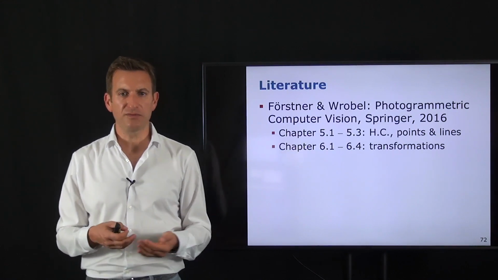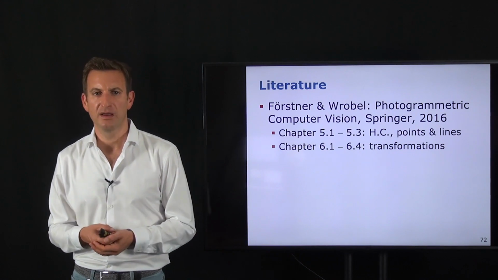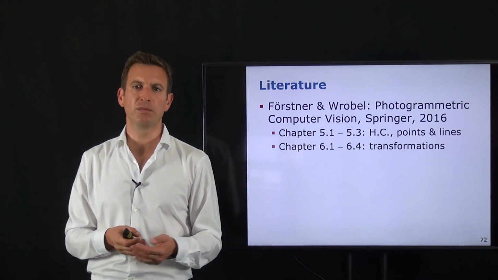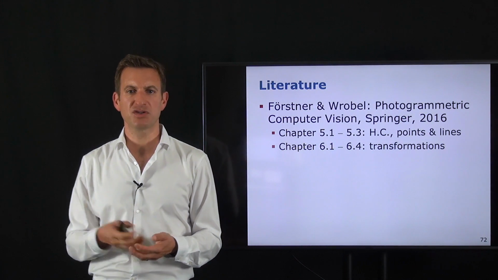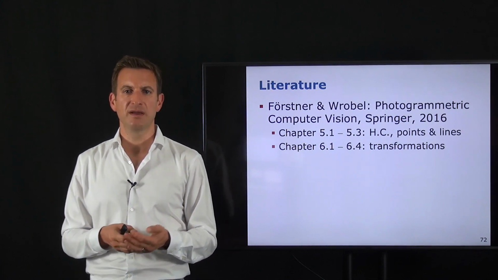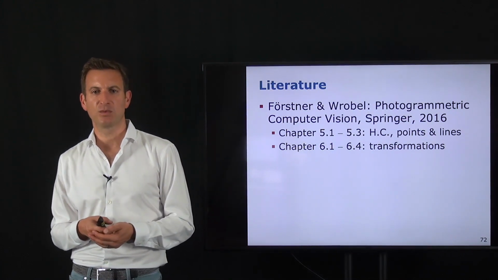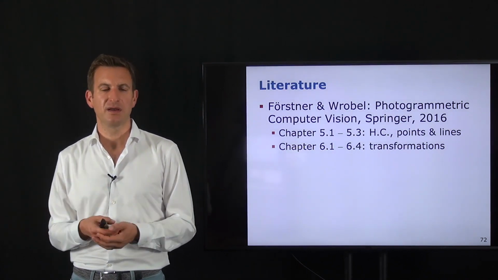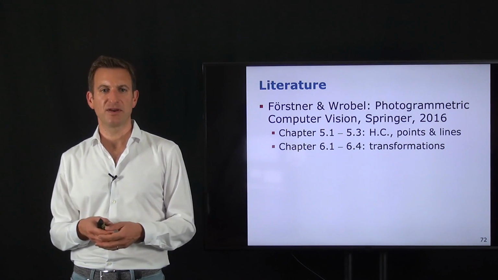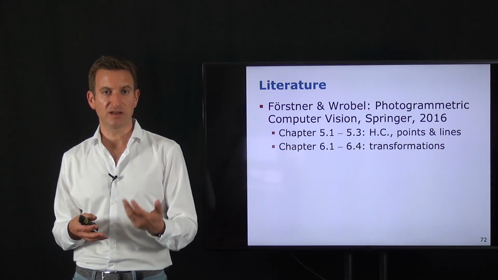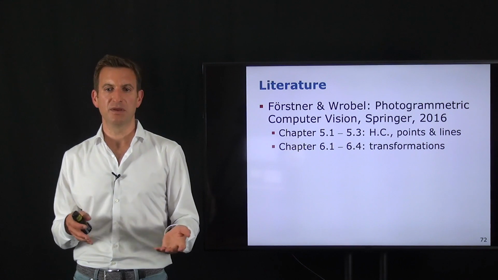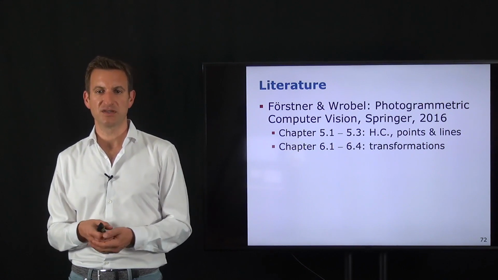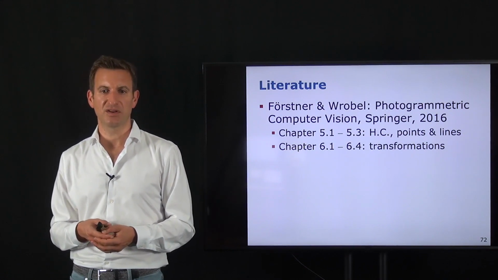If you want to read through a few things that I said, I recommend the book by Wolfgang Förstner and Wrobel on photogrammetric computer vision. We have a couple of copies here in the library, and chapters 5.1 and 6.1 cover homogeneous coordinates, points and lines, basically what I've presented here, and also transformations. You can study and rehearse this and even go deeper, because there is more information in there than what I have presented here.